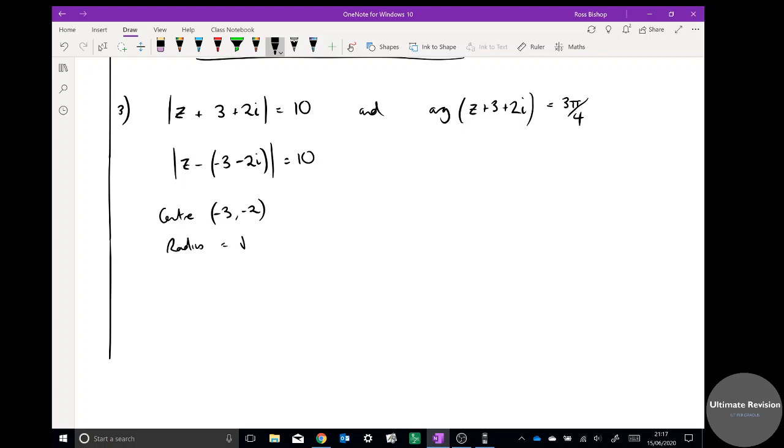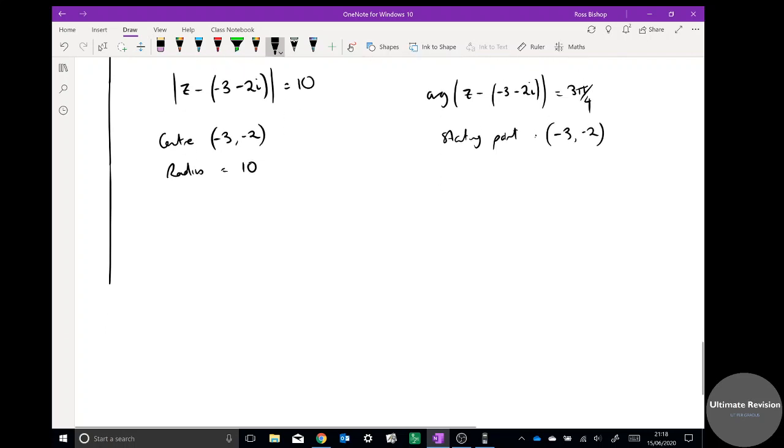So that means it's got a centre of minus 3 minus 2i, and a radius of, not root 10, a radius of 10. Over on this side, this is a half line. We've just drawn it, but it's a half line whose starting point is minus 3 minus 2i, and it goes at that angle there. So if we draw both on an Argand diagram, the centre is minus 3 minus 2i, which is quite interesting.